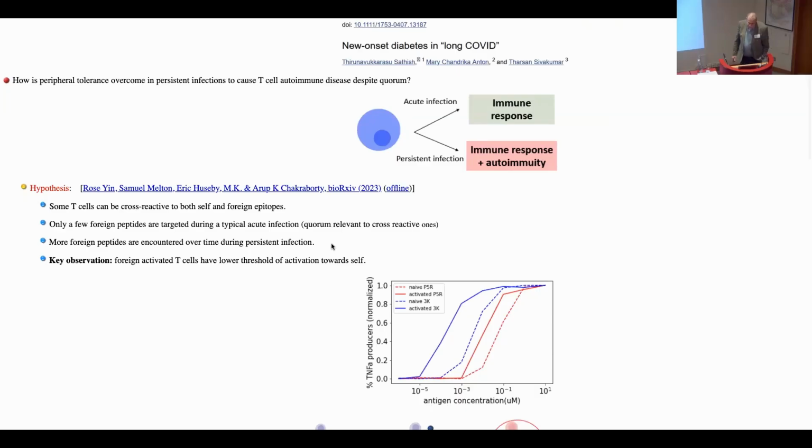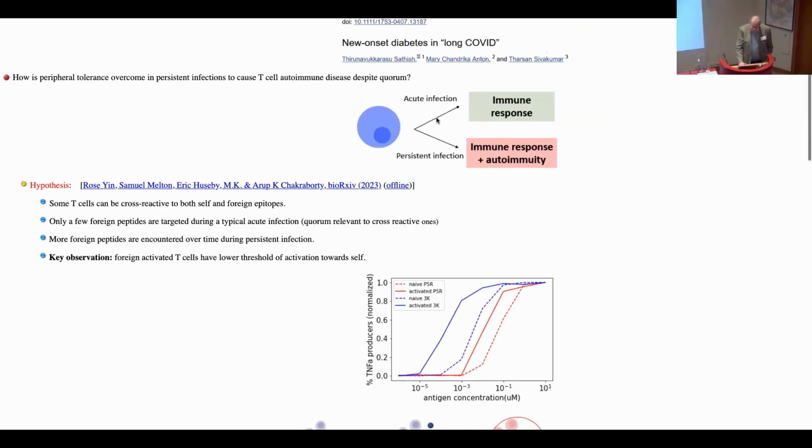And so the question is, why is there a difference between persistent infections, where the virus stays in your body for a long time, and acute infection, where typically the immune response has cleared it, and there does not seem to be a connection to onset of autoimmune diseases.